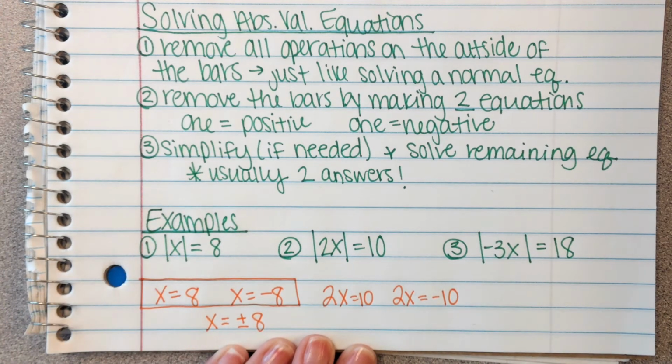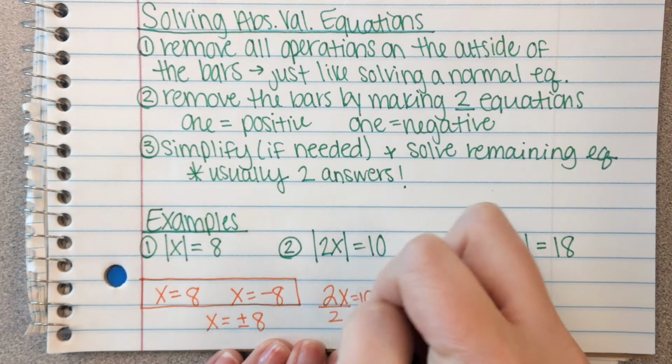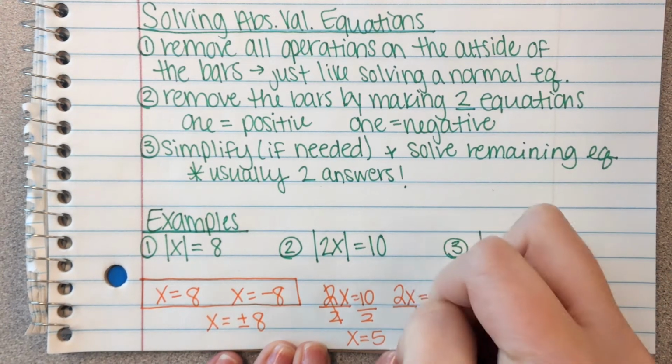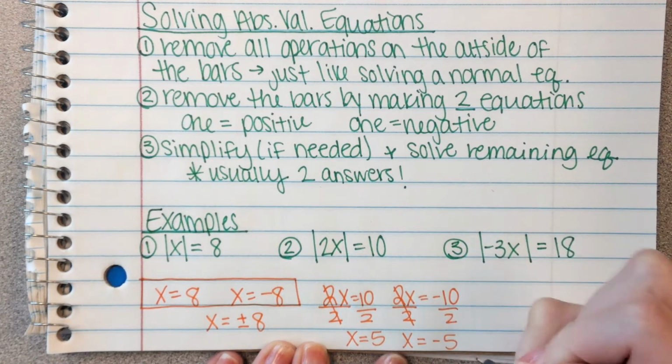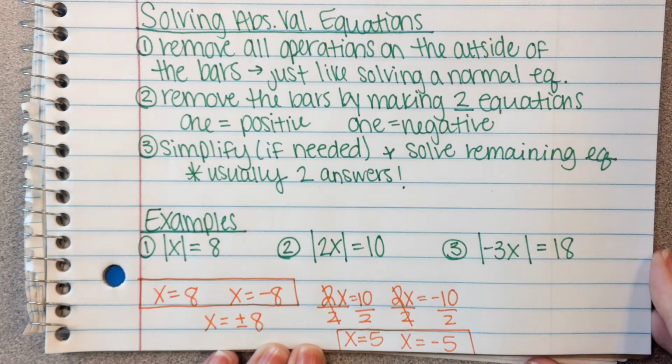Step 3, simplify and solve. There's nothing left for me to simplify here, but I can solve. So we are multiplying by 2, so I'm going to divide by 2, and I get x equals 5. On the other one, I'll divide by 2 and get x equals negative 5. There are my two solutions.